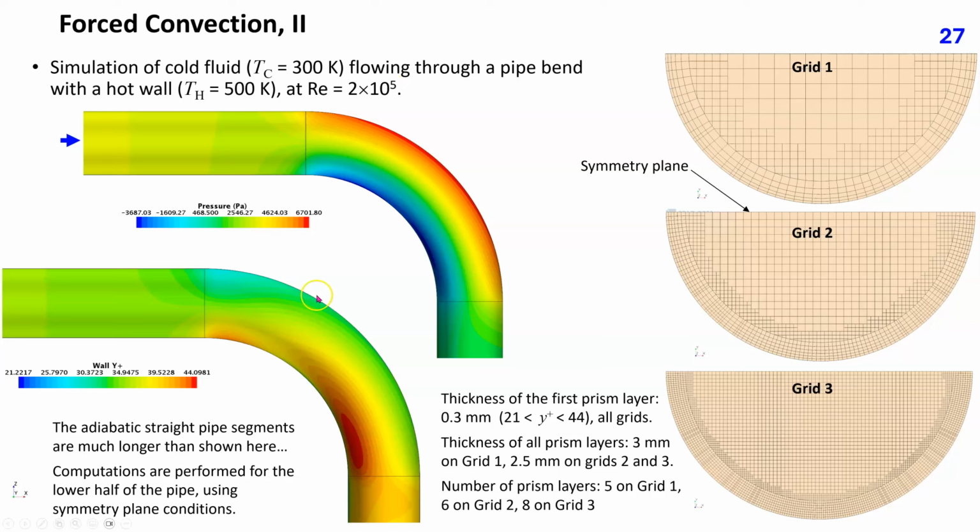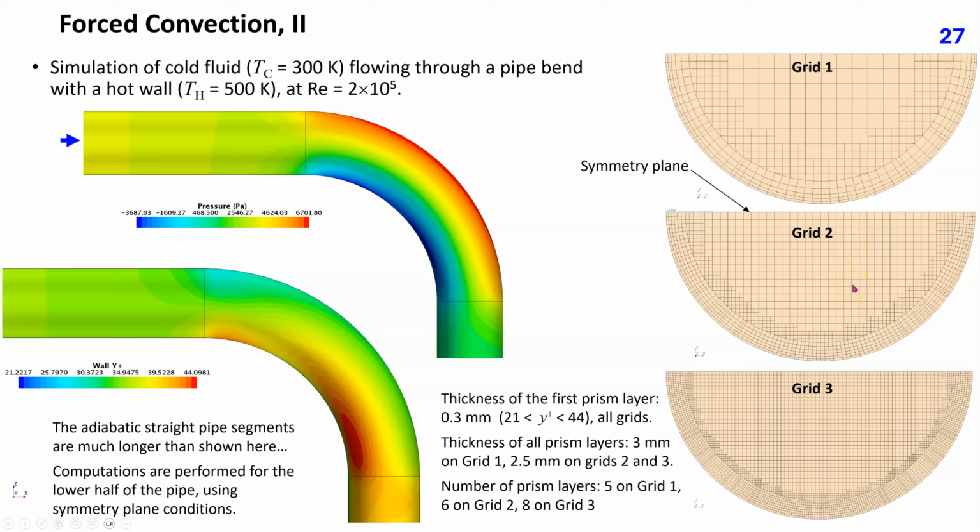These two plots show pressure and Y+ contours on elbow and pipe surfaces. The adiabatic straight pipe segments are much longer than shown here. Computations were performed on 3 trimmed Cartesian grids with prism layers on walls. Cross sections through all 3 grids are shown in these plots.